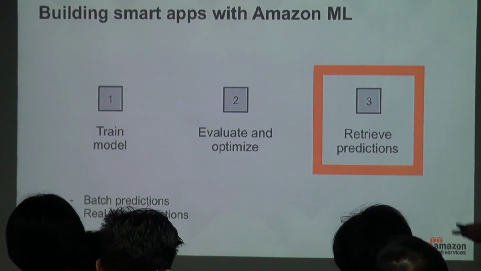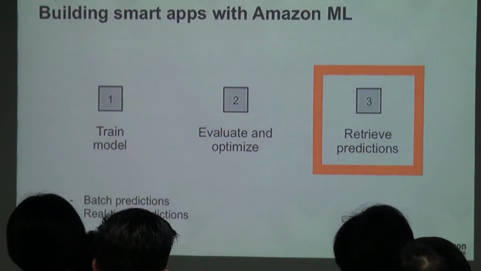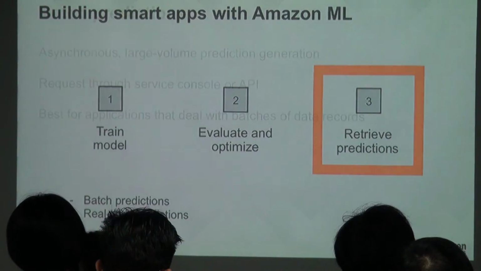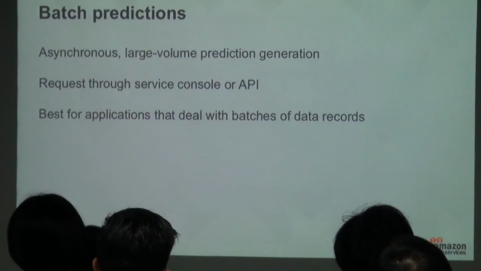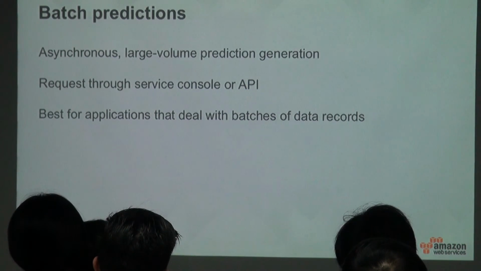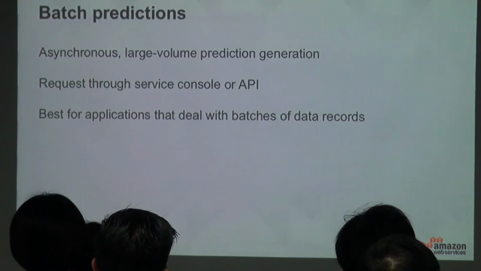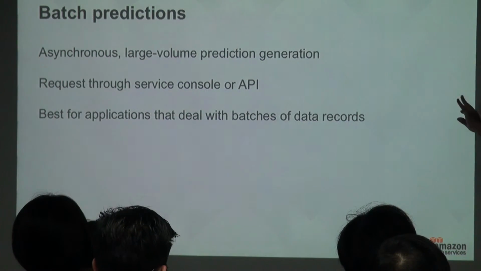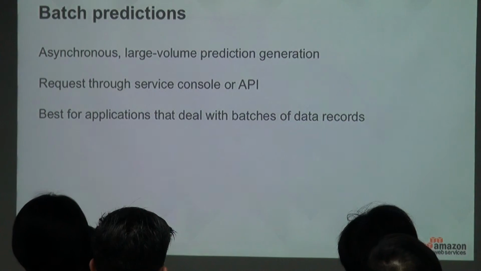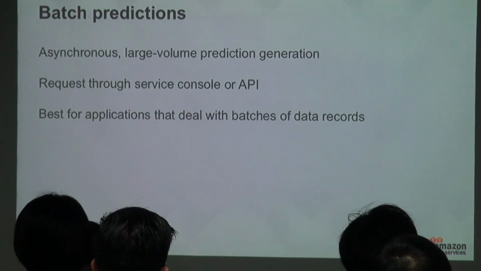Now after that, we train the model, we evaluate it, we say it's good, let's throw predictions at it. So how do we do that? Batch predictions is the first one, is to say, okay, I have a large volume of data that I want to have predicted. How would I use that in a business scenario? Well, I want to send out a marketing campaign to my customers. But before I do that, I want to know who are the customers in my database that I should target, for example. That's a good example. Here I dump down a data source of all the data that I want to have predicted, and then I can request that through the Service Console or also the API, of course.